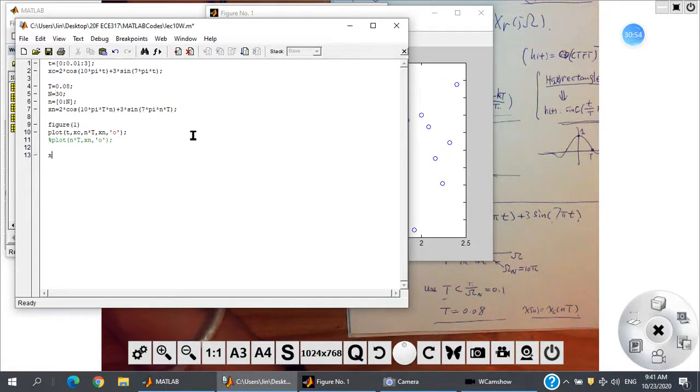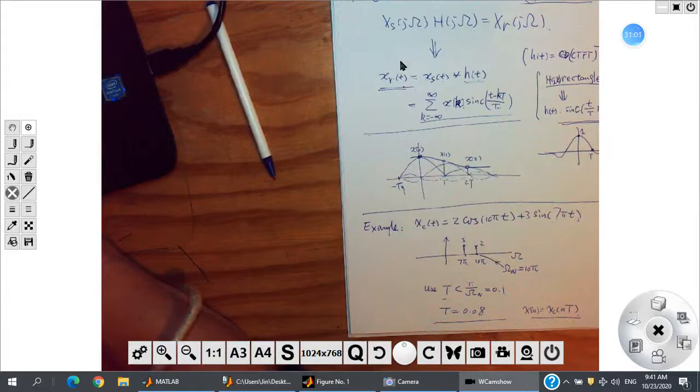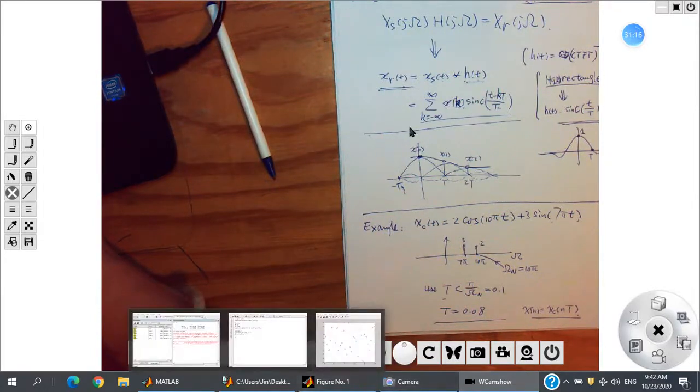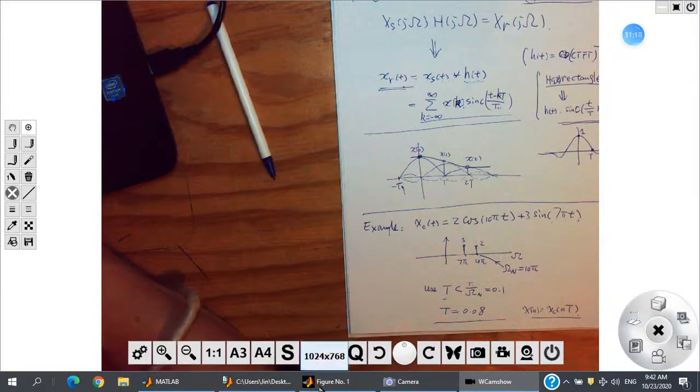Now I want XR. What is XR? XR is the summation. I go to here. XR is this part: summation of xk, the symbol value, times the sync function. Okay, so this is a summation. I use xr of t, right? So I use the same t.